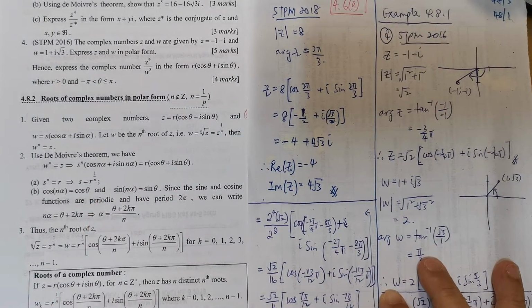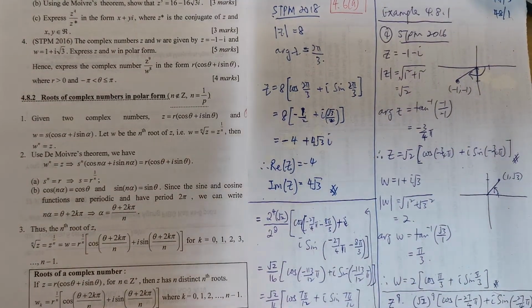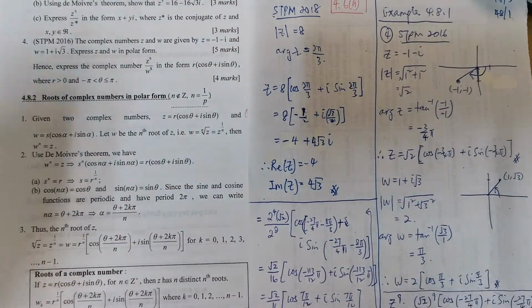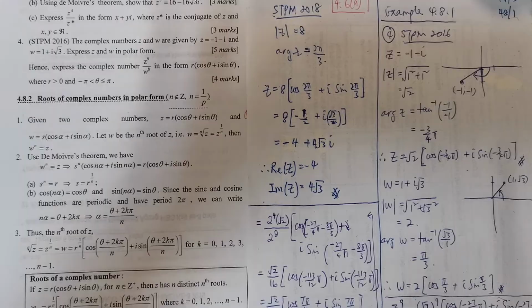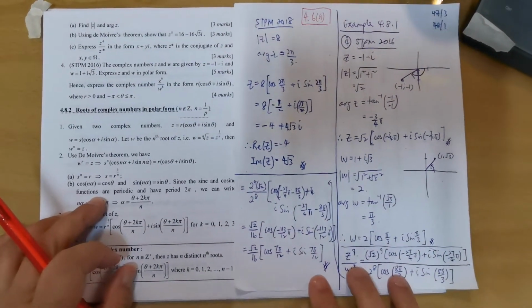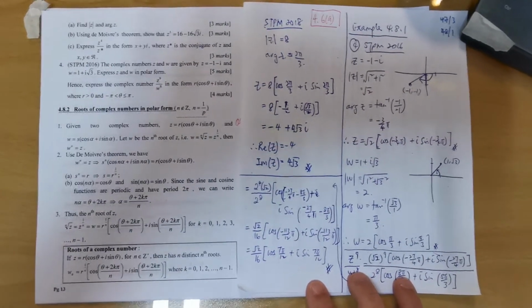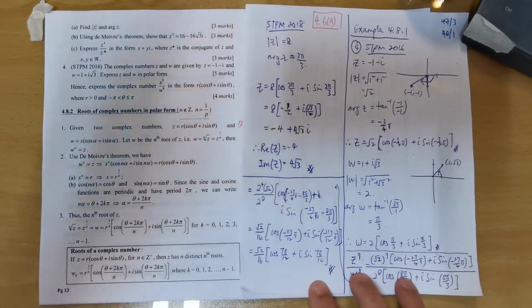Okay. This one cannot see. Can see? This one cannot see. We make it smaller. Okay. Now can see the whole solution. Okay.